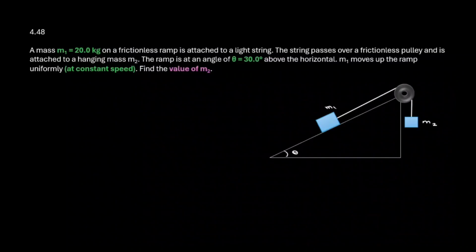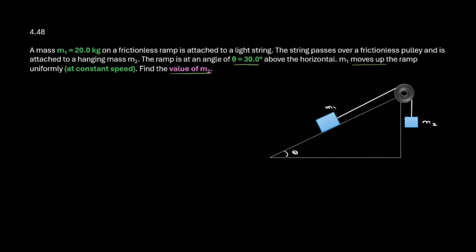Question 4.48. A mass m1 equals 20.0 kilogram on a frictionless ramp is attached to a light string. The string passes over a frictionless pulley and is attached to a hanging mass m2. The ramp is at an angle of theta equals 30.0 degree above the horizontal. M1 moves up the ramp uniformly at constant speed. Find the value of M2.